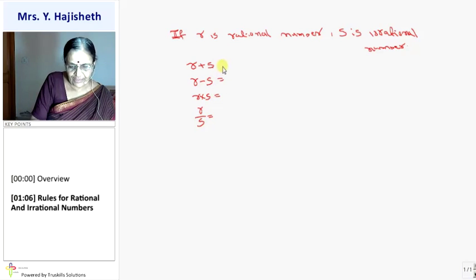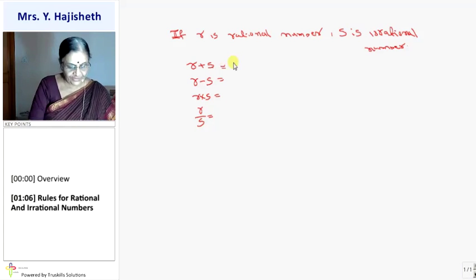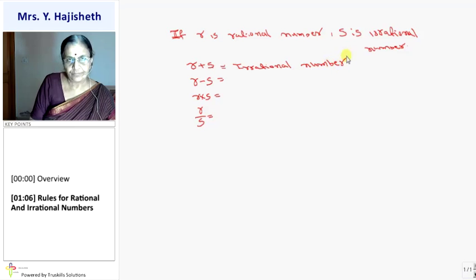When one number is rational and another is irrational, then their sum, their difference, their product and their quotient all are irrational numbers. This is also an irrational number. This is also an irrational number. This is also an irrational number. Clear?